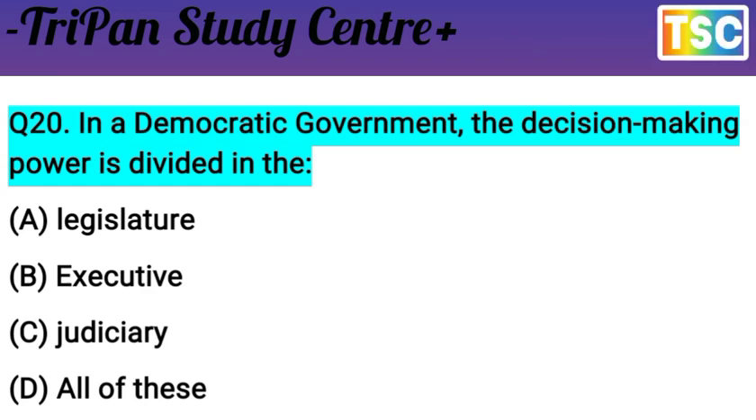Question here: in a democratic government, the decision-making power is divided in the. You know that the question is very clear. In a democratic government, the decision-making power is divided in the. The question is clear.